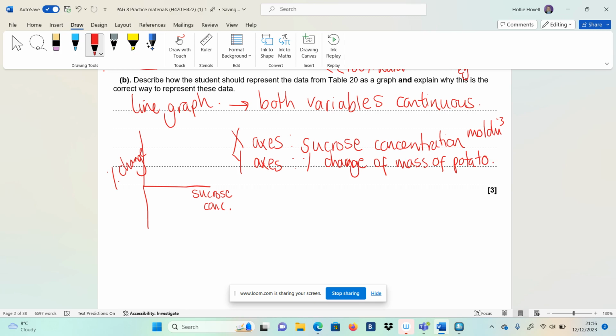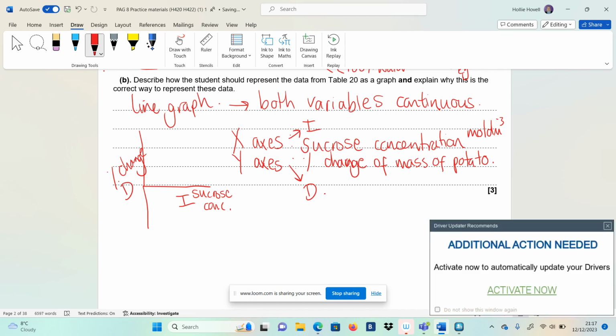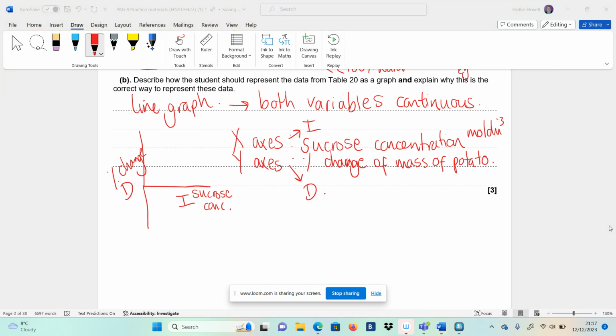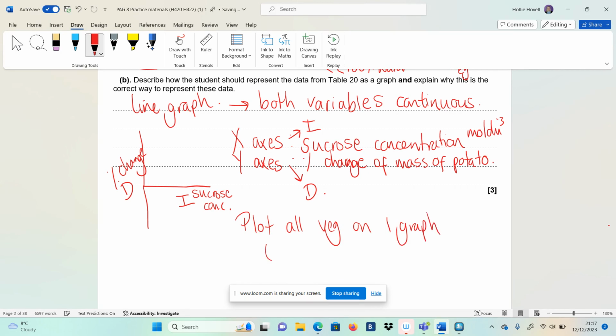The x-axis, why does sucrose concentration go there? So we can say that that's because it's the independent variable. Independent always goes on there, and dependent always goes at the side. So why does that go on the y-axis? Because it's the dependent variable. Okay. And then because this one is from multiple vegetables, you're going to plot all the lines on one graph. How are you going to tell them apart? You could use different colours.